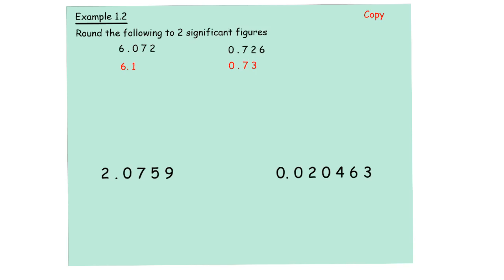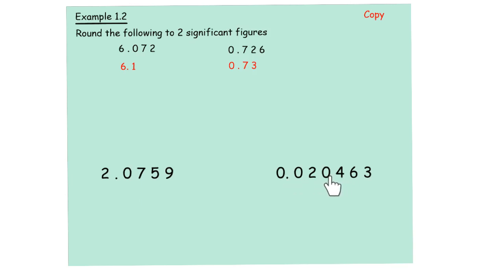There's a couple more down at the bottom here for you to have a think about. So if this was to get rounded to 2 significant figures, have a think about what you would round it to. Okay, so to 2 significant figures, this is going to be 2.1, because we cut it off there, the 7 will round the 0 up.